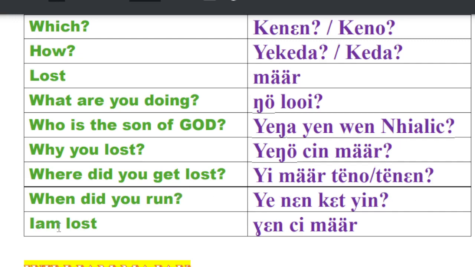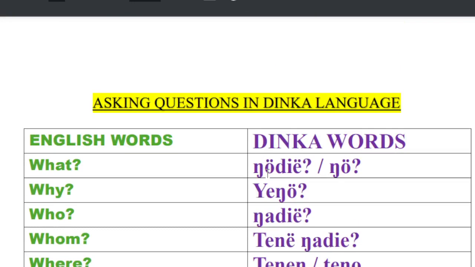Our last word is I am lost. In Dinka, when you say I'm lost, you say and chamar. And means I am, chamar means lost. I am lost, and chamar. That is very simple for you guys to know, because we know mar before is lost. Okay, so this is how it is, guys.